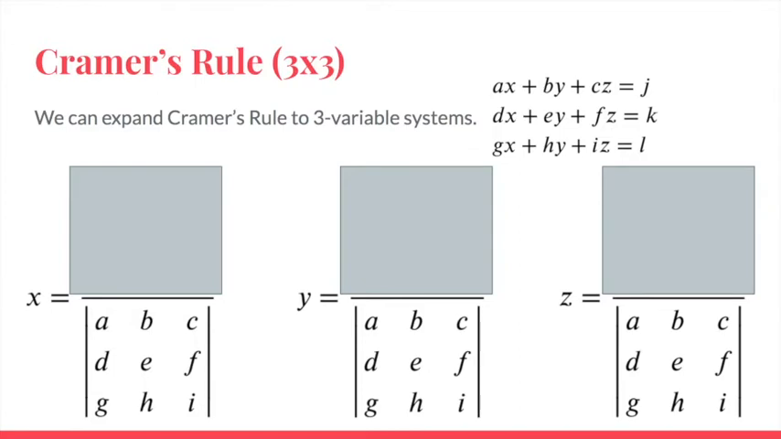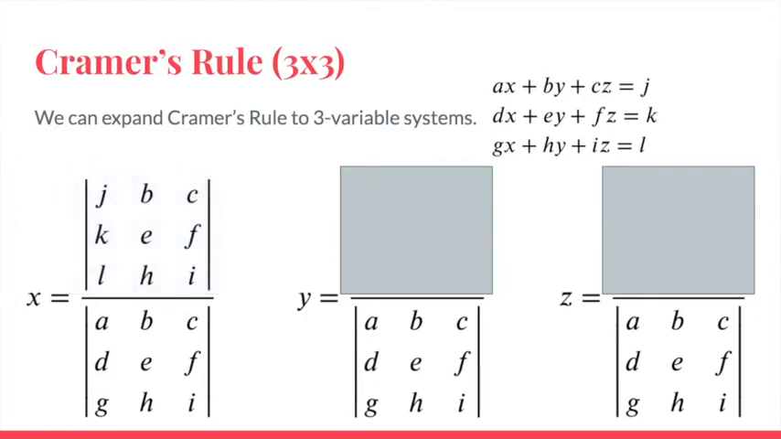They are the coefficients from the x, y's, and z's in the system up at the top. And then in each of the numerators, we're going to replace the variable that we're looking for with the constants from the system of equations. So in the x fraction here, we see that we don't have a, d, and g anymore. Those were the x coefficients in the first column. We've replaced them with j, k, and l, which are the constants.